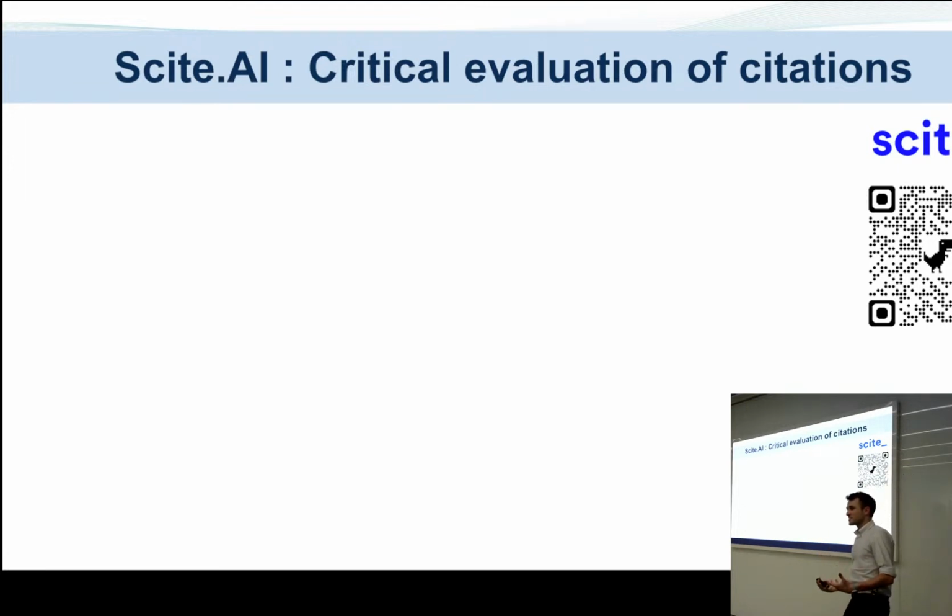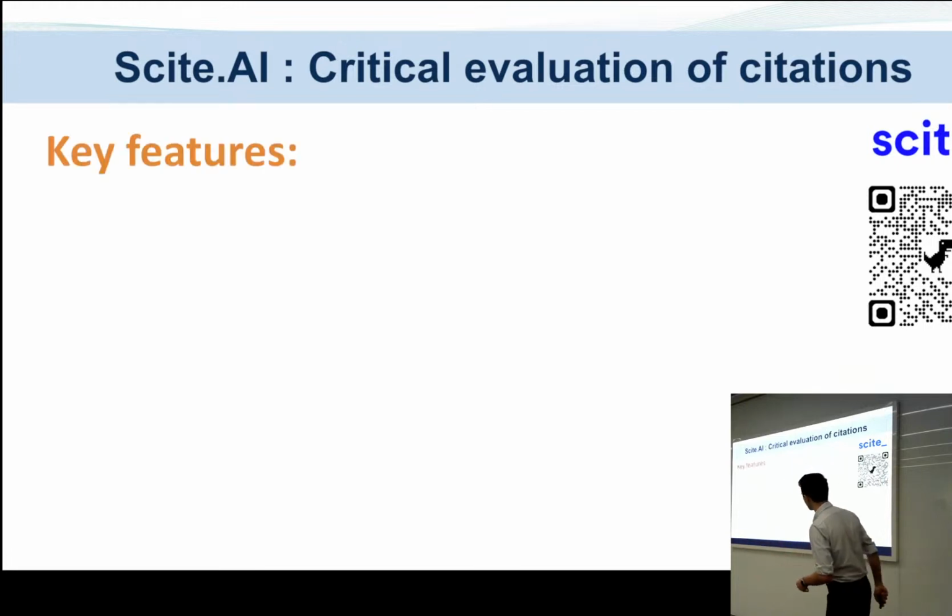Number 2, critical evaluation of citations. Academic English is challenging because who's publishing it? Where are they publishing it? Are their methods solid, right? We have to evaluate those things before we use that citation in our writing.